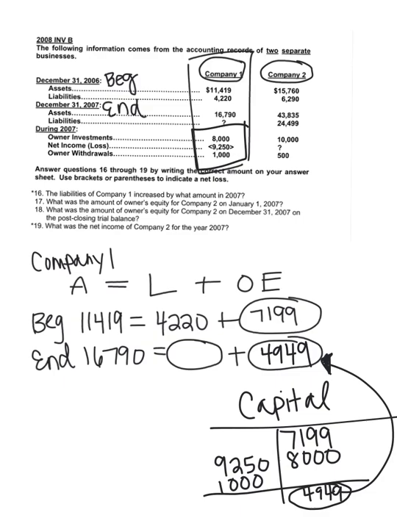Now that I know assets and owner's equity, I can subtract those two to find my missing liabilities. So I'm going to subtract $16,790 and $4,949. And I would get my liabilities to be $11,841.